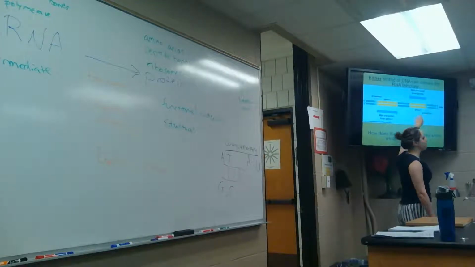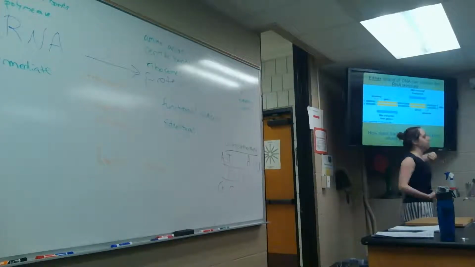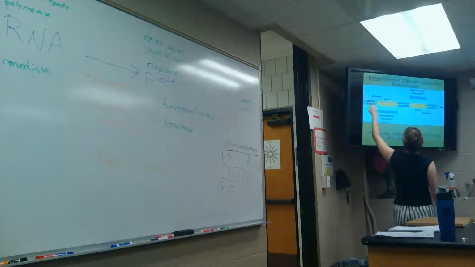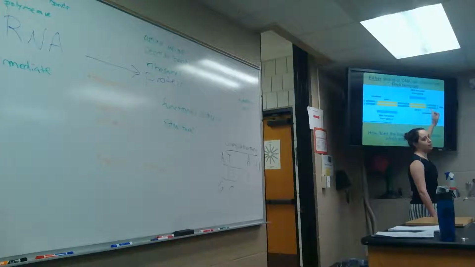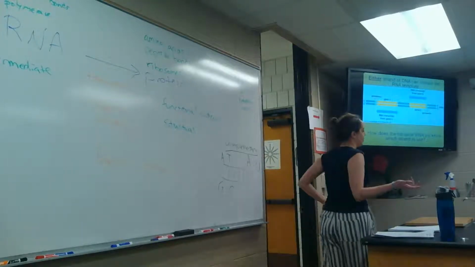If we're looking at gene B, start is here, we need to read 3 to 5. We go from 3 to 5 from the top strand that we need to read. We'll get some practice with this in a little bit.